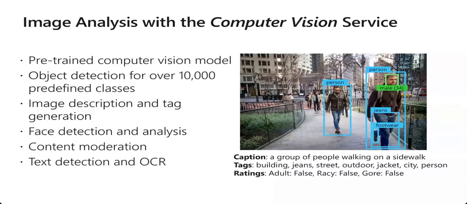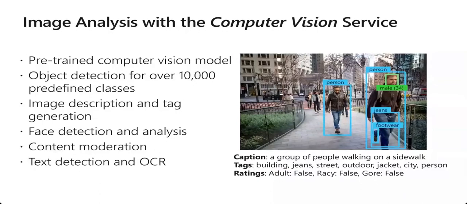And the algorithm can also detect and analyze human faces, including gender identification, and can estimate ages. It can moderate content by identifying images that contain adult, racy, or gore content. And last but not least, there is OCR. So it can detect and extract text in an image.